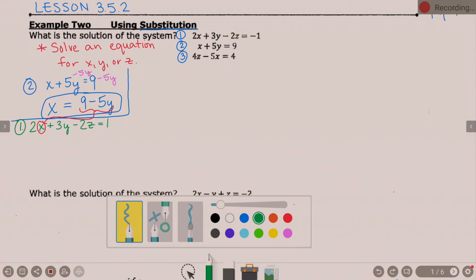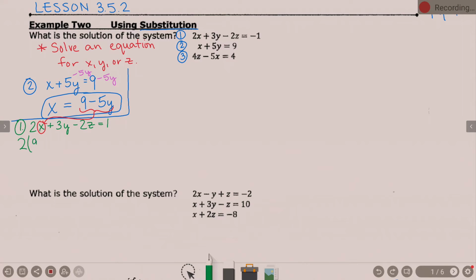I see an x, so I'm going to plug it in. So now I'm going to write 2, instead of x, I'm going to write 9 minus 5y, or negative 5y plus 9, if that was the route you took. Then what do I need to continue writing? Plus 3y minus 2z, ooh, thank you, equals negative 1. And I say thank you because I had not written my negative on my previous line, which means I would have sent this problem spiraling downward real quick.